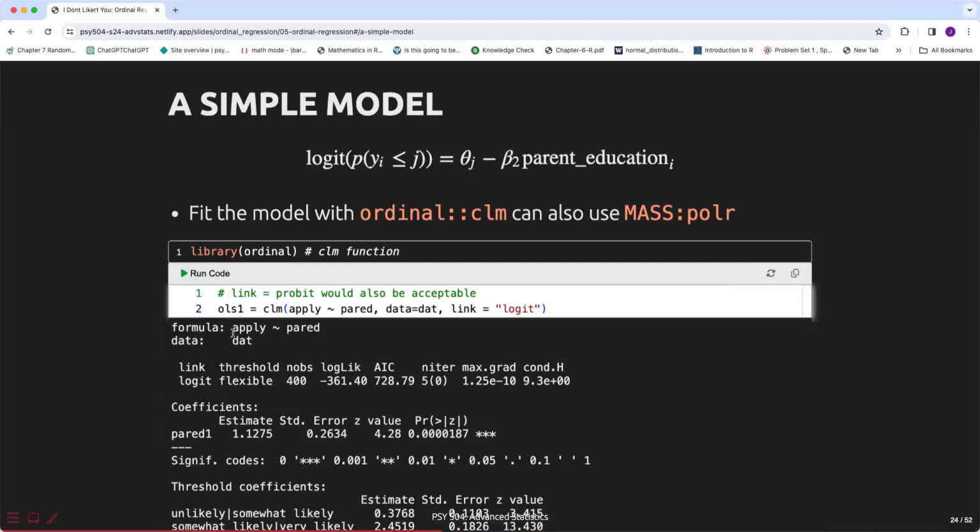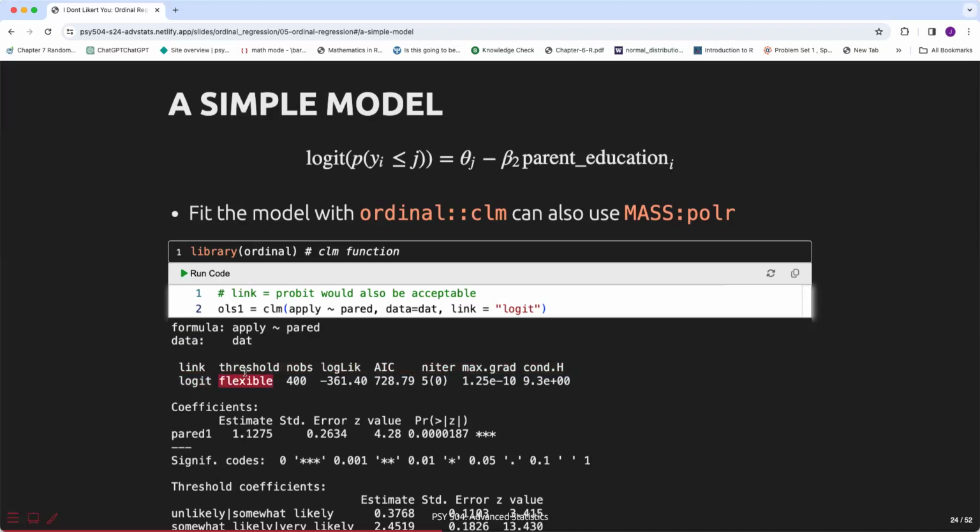On the top, we have just metadata. We have our formula, and also the name of our data set. Then there are other arguments here that we've set. We're using a logit link. You could also use a probit link if you'd like, and there are some other links as well. Threshold by default is set to flexible.